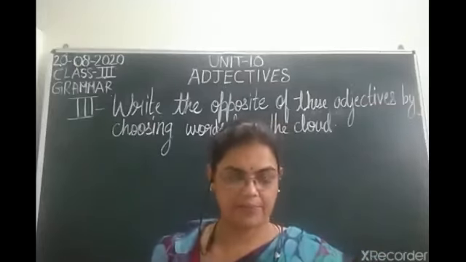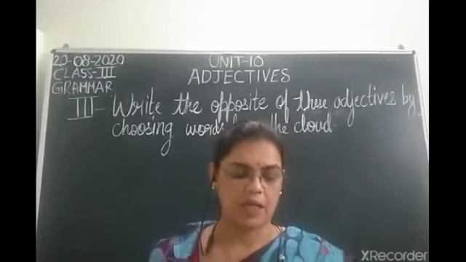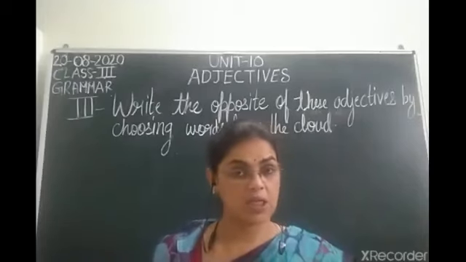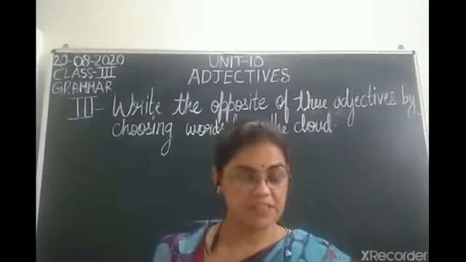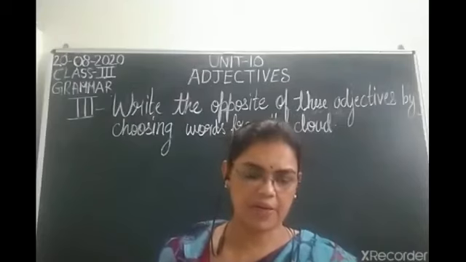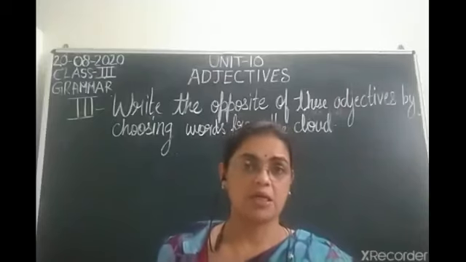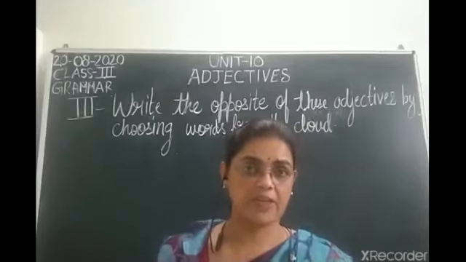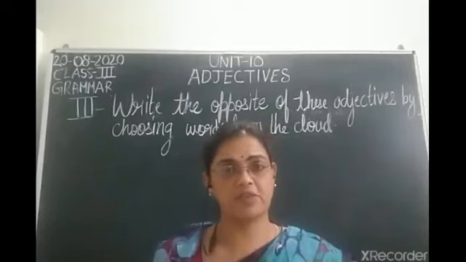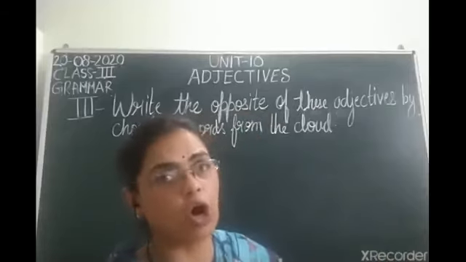Full, interesting, light. And the words given in the green box are: first beautiful, second empty, third heavy, fourth thin, 5th tidy, 6th expensive, 7th curly, 8th sweet, 9th cruel, 10th white, 11th tall, 12th boring. Now we need to select words from the cloud and write them against the word which is opposite to it.